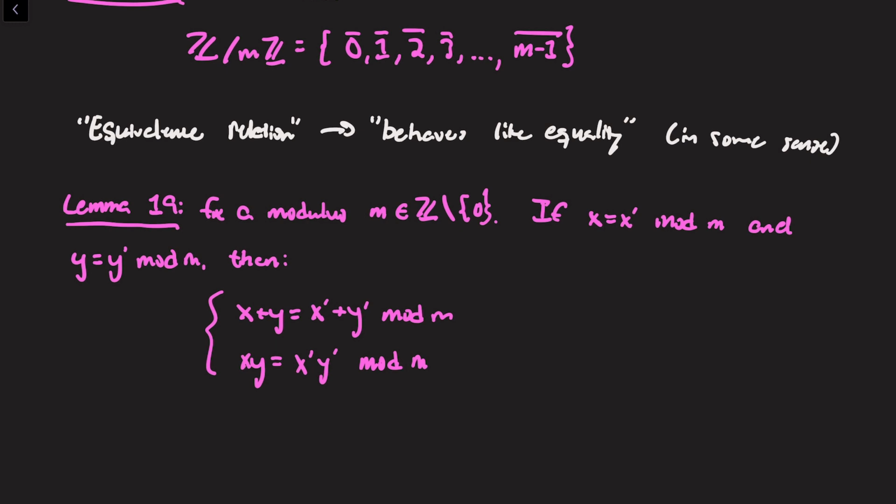So basically what this lemma is telling us we can do is that we can freely compute in terms of representatives of the congruence classes, and we are good to go. So let's prove this. It's not too hard.